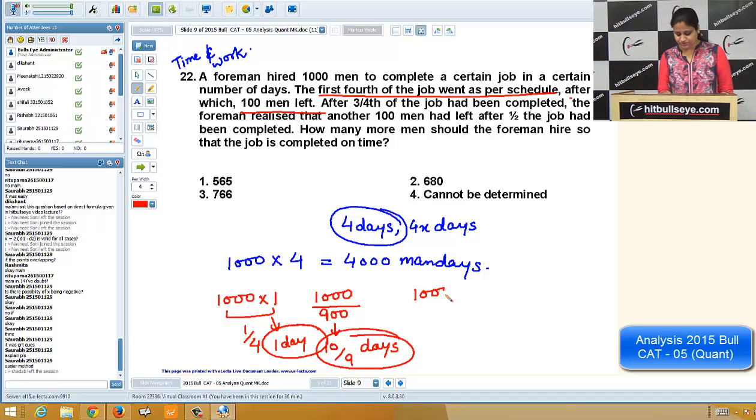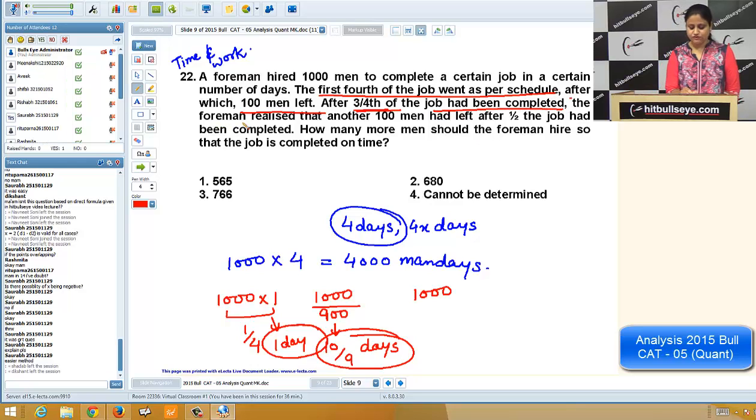Now coming to third lot. After 3 by 4th of the job, it means the 3000 man days we are talking about, job had been completed. The foreman realized that another 100 men had left after half of the job had been completed. It means after second lot, after 1000 and 1000, 100 more men they have left. It means we are left with 800 men, and the job is completed now in 10 by 8 days. Are you getting me, guys?